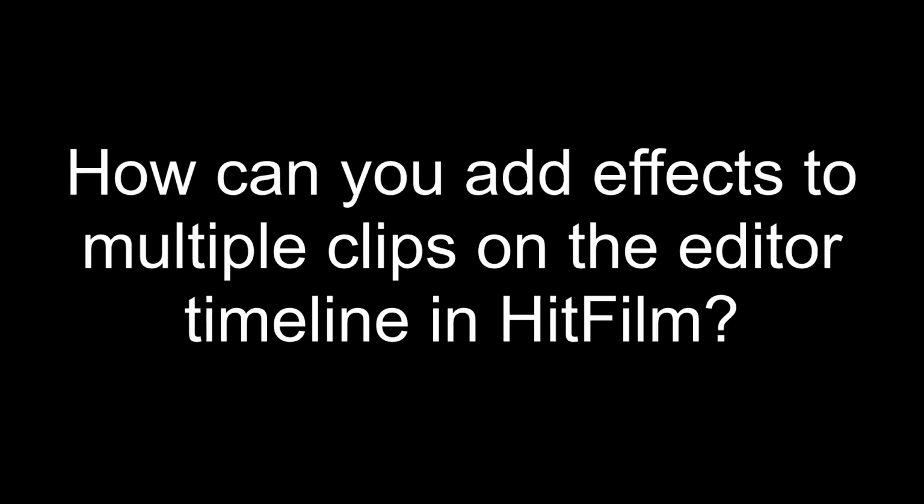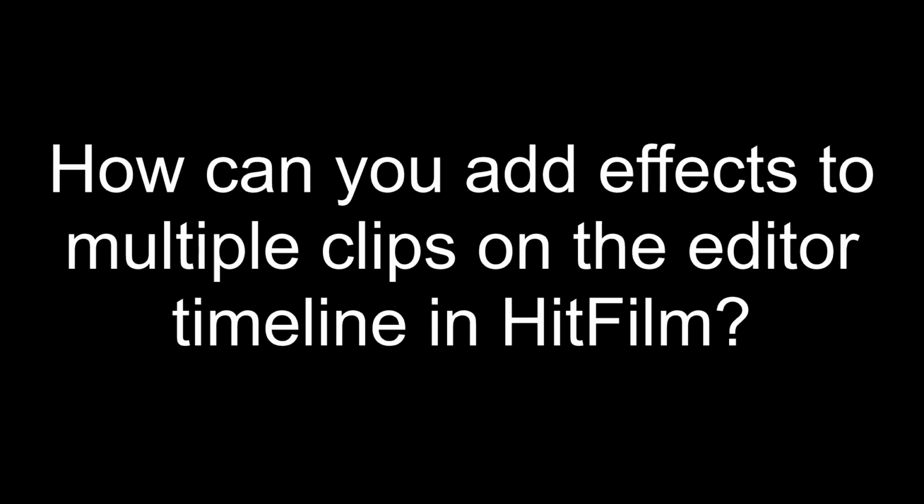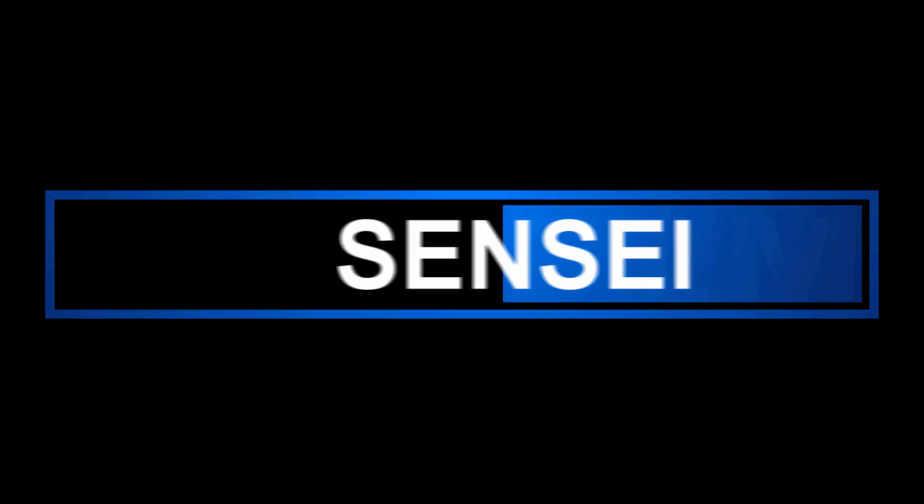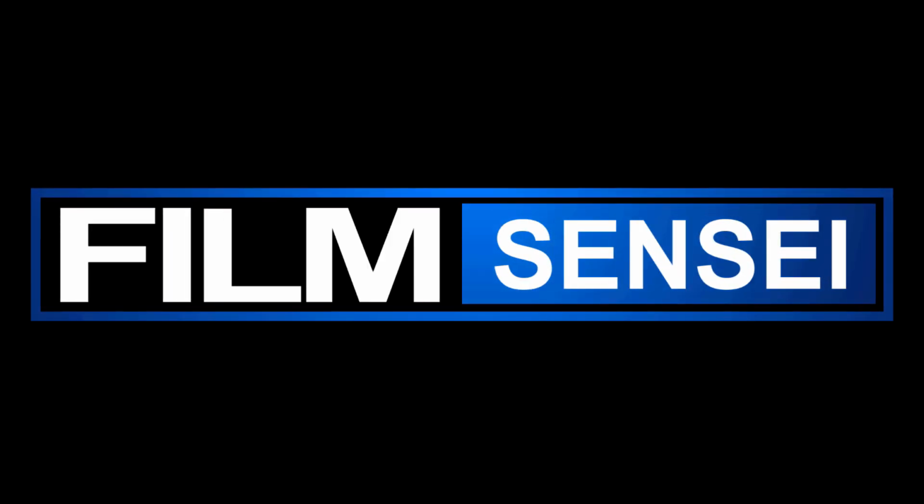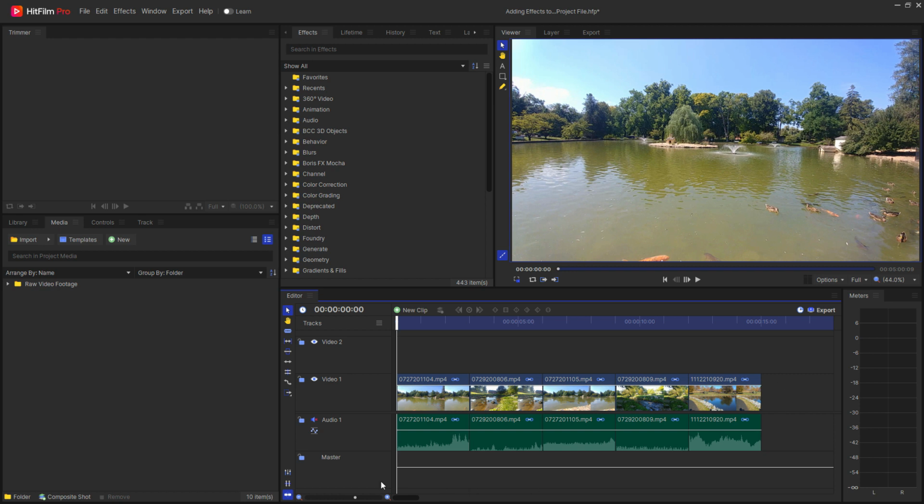By request, how can you add effects to multiple clips in HitFilm? So I have set up a very simple editor timeline to demonstrate this.